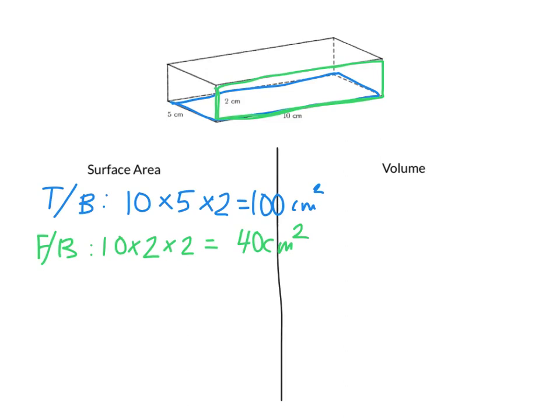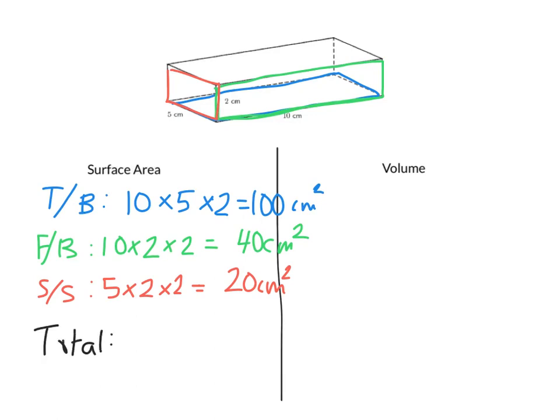And then our sides. So our side and our side. It's a 5 by 2. And we have two of those. So that makes 20. And we just add it up for a total. So we have 160 square centimeters.